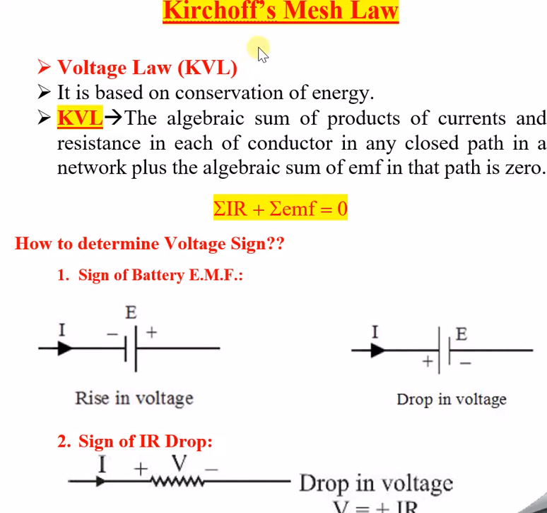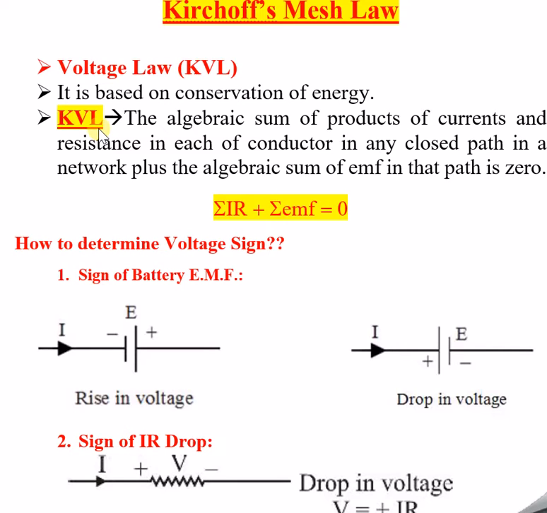In the previous session, I discussed Kirchhoff's current law, or Kirchhoff's point law. This is the second law of Kirchhoff's laws of electrical networks. Kirchhoff's mesh law is also called Kirchhoff's voltage law, or KVL, and it is based on the law of conservation of energy. That is, energy can neither be created nor destroyed, but it can be transformed from one form to another. Now we will quickly try to understand what Kirchhoff's voltage law, Kirchhoff's mesh law, says.